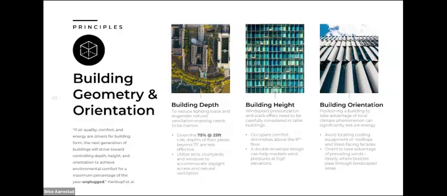Some ways to design for this is through a double envelope design, which can help mediate wind pressure, especially at higher elevations. And building orientation, positioning your building to take advantage of local climate phenomena. That can really reduce your energy significantly. Avoiding locating cooling equipment on rooftops and west-facing facades where they're going to be inundated by solar energy, or orienting to take advantage of prevailing winds. Ideally, those winds are passing through a landscape, so some of that air quality is being improved as it's passing through that landscape, but just some design principles surrounding building geometry and orientation.